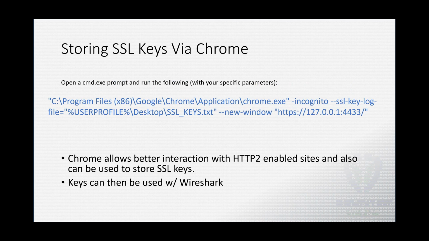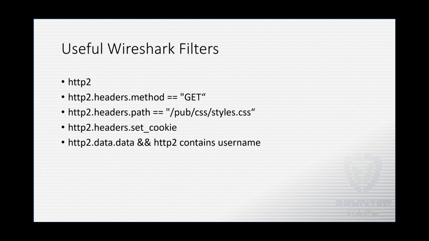When you do that, it saves those SSL keys so that we can decrypt it in Wireshark later. For the demo here, I'm going to show you how to use Chrome to store those SSL key logs so that we can decrypt them with Wireshark. I'm using this on Windows, but I believe the same can be done with Firefox and Chromium on Linux as well. I'm not exactly sure what those command lines would be, but I'm going to use incognito, the SSL key log file path, specifying a flat text file on my desktop, and then passing in the parameter of my local HTTP2 enabled web server.